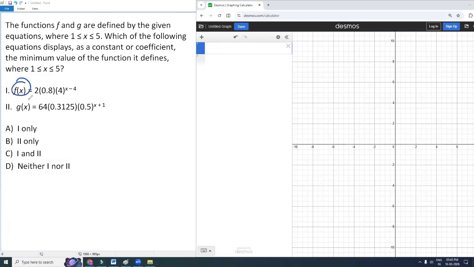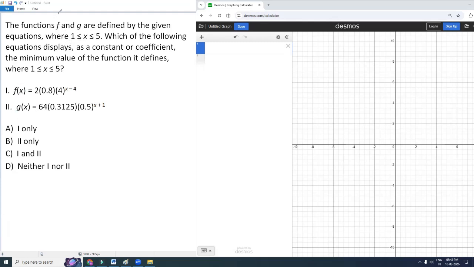Here we have two functions, f of x and g of x. For both functions, we have the same domain, that is 1 ≤ x ≤ 5. We have to find the minimum value of each of these two functions, and also check whether the minimum value is displayed as a constant or coefficient in the given two functions. Okay, now we can use Desmos to get the minimum value for each of these two functions.